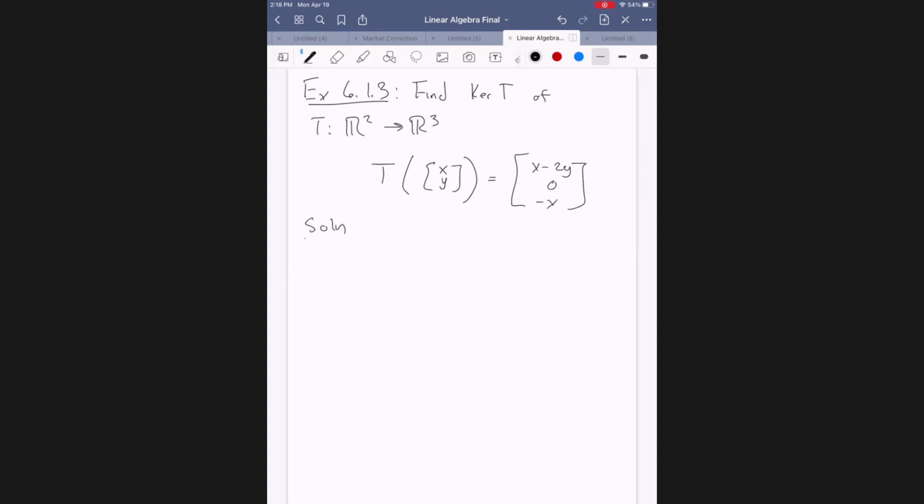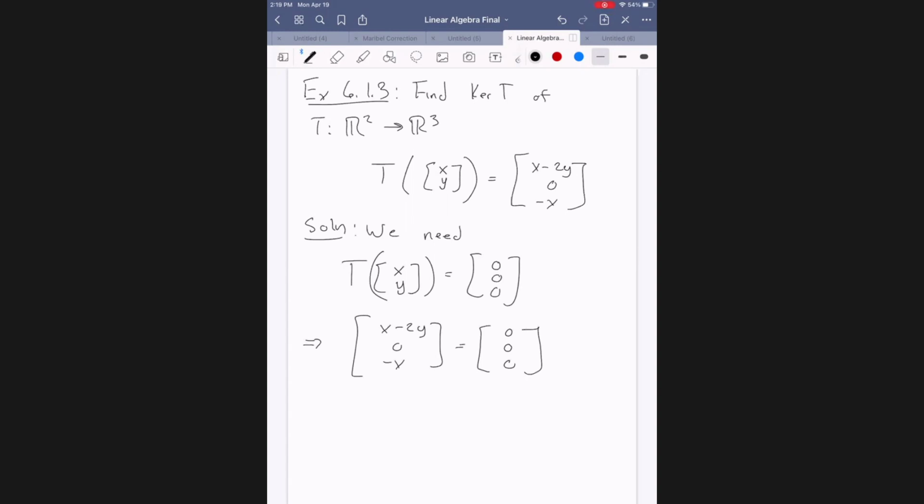So solution. We need T of x, y to be equal to 0, 0, 0, right? Or in other words, I need x minus 2y, 0, minus x to be equal to 0, 0, 0, right? Well, from here, we get the system of equations. x minus 2y is equal to 0. 0 equals 0, doesn't matter. And then minus x is equal to 0. So from there, you can see that x has to be 0.